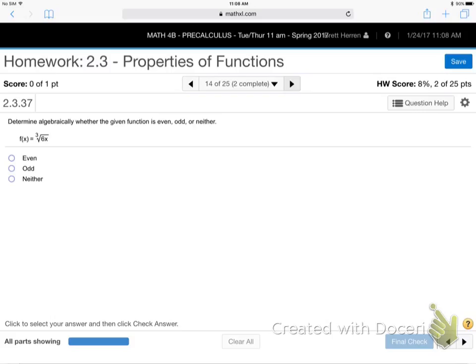All right. I'll get number 14 up here for us. Okay, so there we go. So that's y, f of x is the same as y, as you know. Cube root of 6x. So they want us to find out if it's even, odd, or neither.